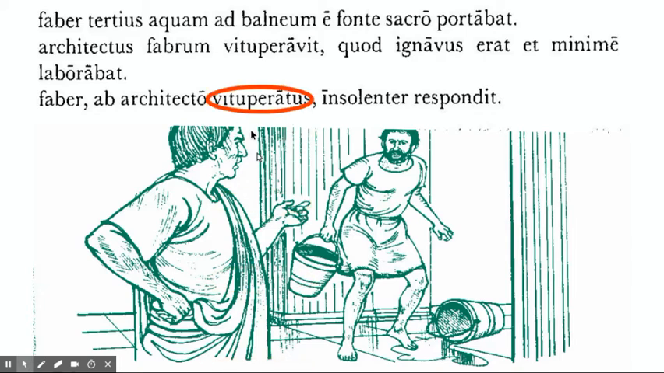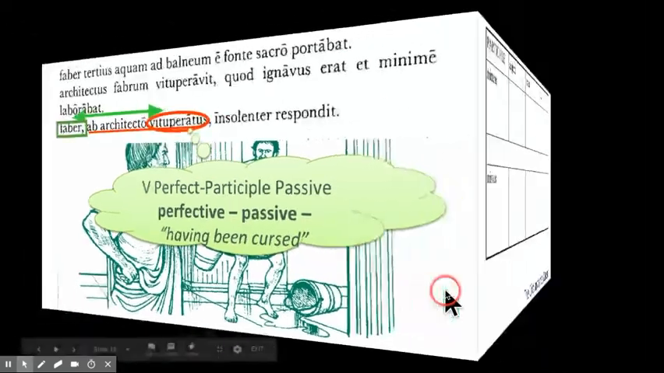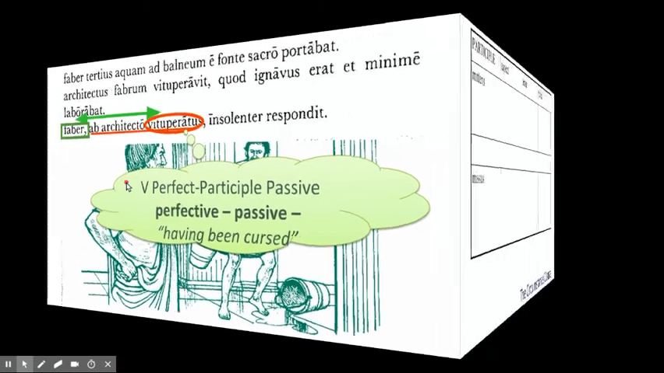So let's start with the participle, vituperatus. Perfective, perfect participle, passive, modifying faber, having been cursed. Who was cursed? The craftsman, because it's modifying it in gender, number, case.